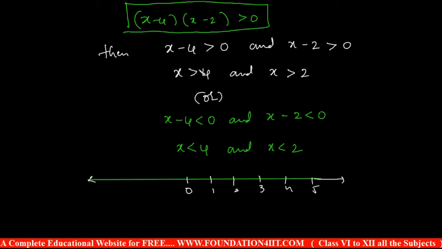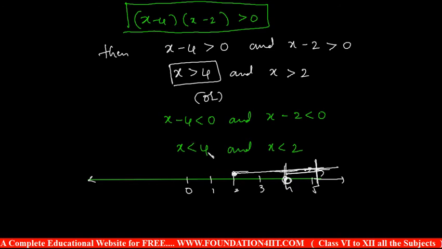Here is the first case. You see x is greater than 4: from this 4, all the greater values. x is greater than 2: from 2, all the greater values. That means the common part is only from here to here. x is greater than 4 means more than 4, all the values; greater than 2 means all the values from 2. The common portion is this, which means nothing but x is greater than 4 only. So this one we should take.